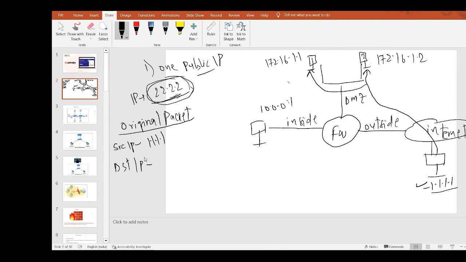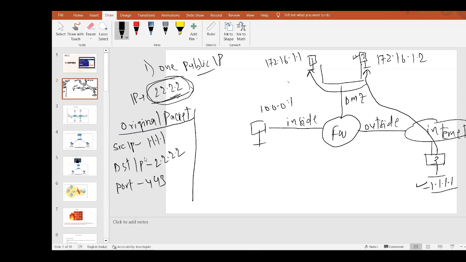Okay, that is fine. This PC, PC3, tries to access PC2 first, in my first condition. He's accessing 2.2.2.2. That is clear. But also he wants to access port number 443. That's fine. This is my original packet.